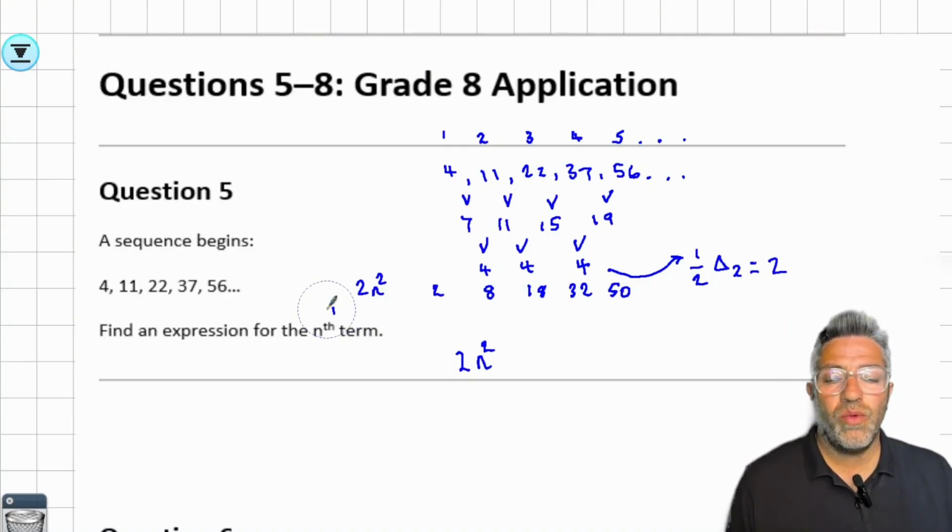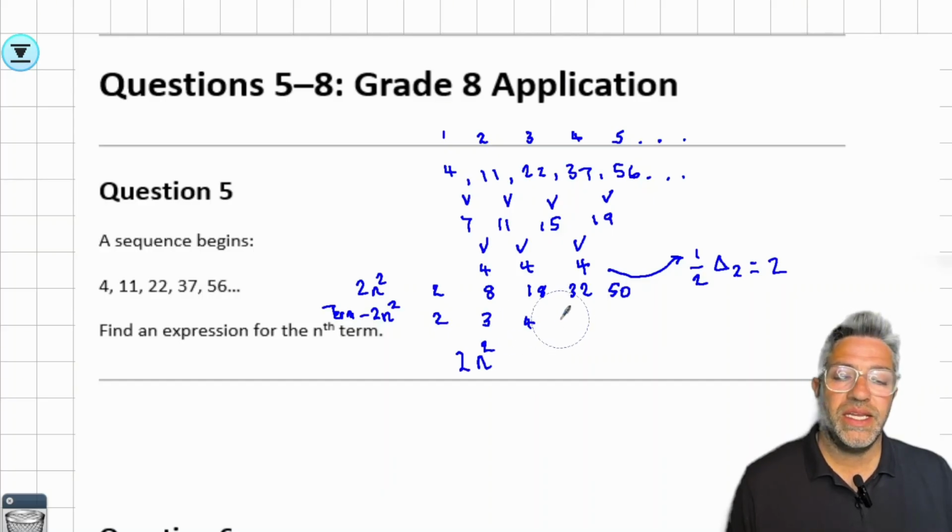So let's look at what we're left with. The term subtracts what we already have. 4 subtract 2 is 2. 11 subtract 8 is 3. 22 subtract 18 is 4. 37 subtract 32 gives us 5. And 56 subtract 50 gives us 6. I know it's a very straightforward sequence we've been left with, but I will do it properly.